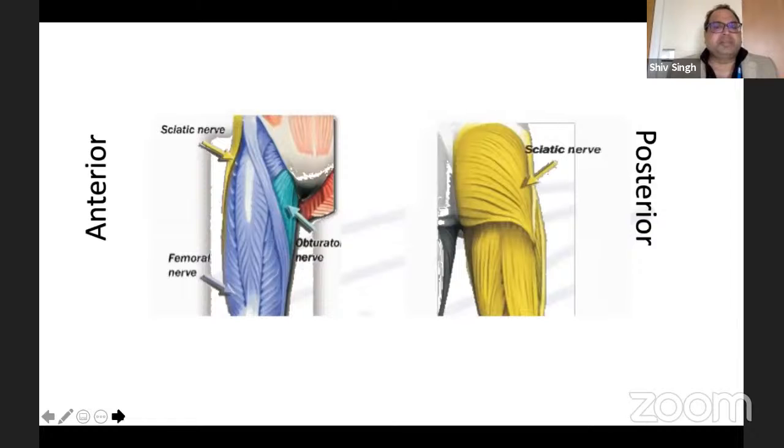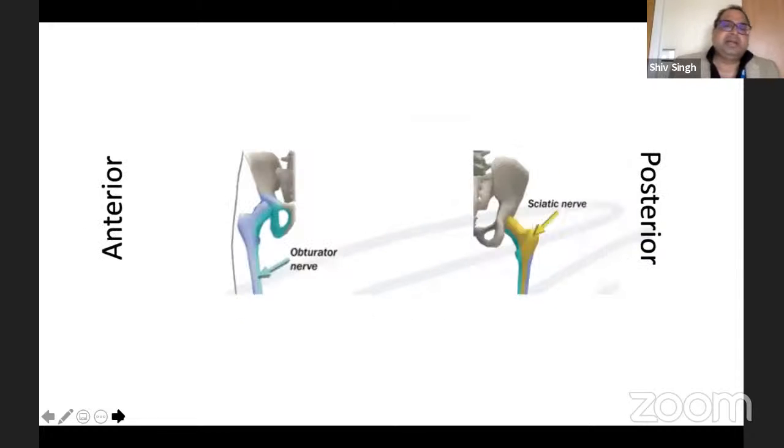And for the muscles, you need not only femoral, you need obturator and you need sciatic. So obviously in 3-in-1, you are not blocking the sciatic, and obturator is only blocked in 33% of the cases. And hence, we don't get complete analgesia from the lumbosacral trunk.